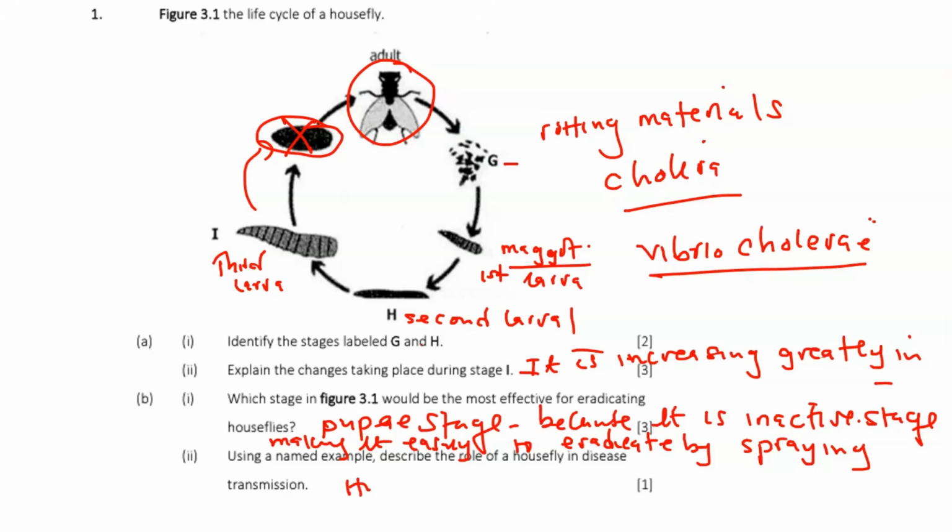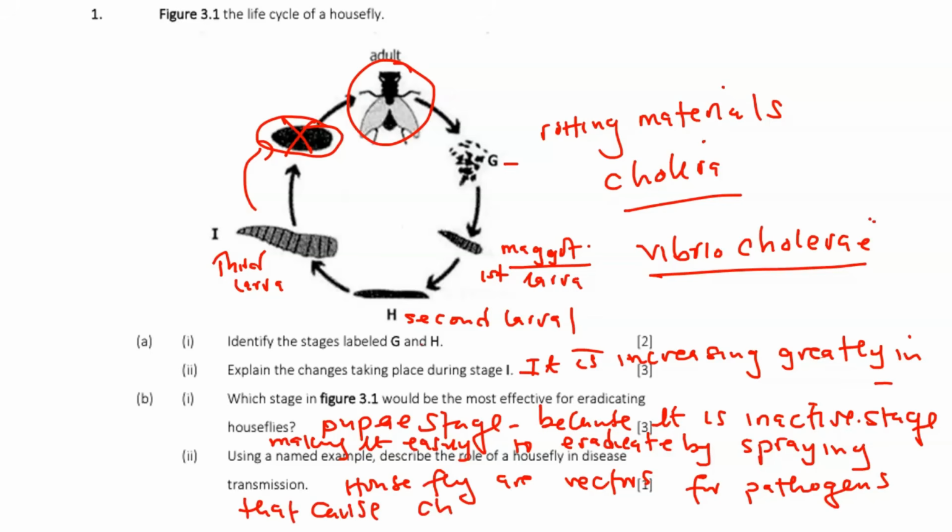Houseflies are vectors for pathogens that cause cholera, dysentery, and typhoid. That is something that you should know. Okay, so that is how you answer this question.